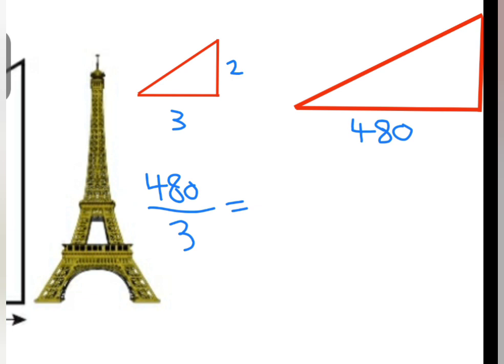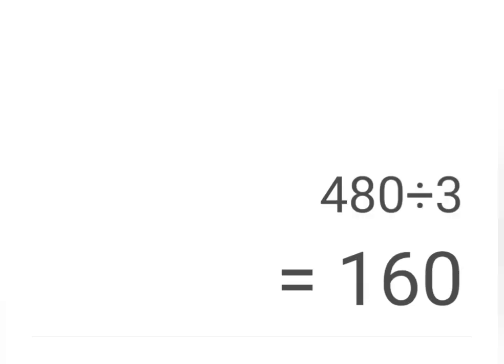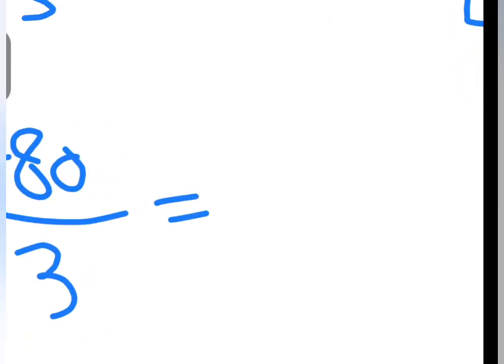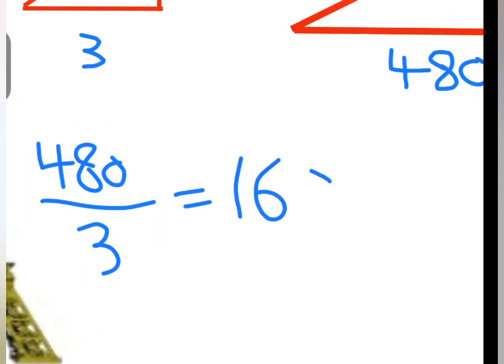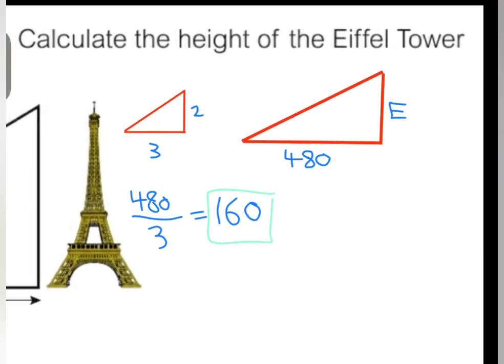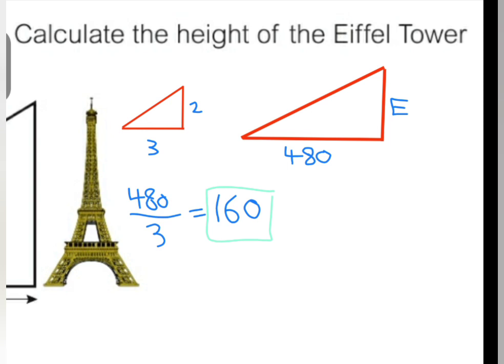Now, let's use the calculator to find the answer of 480 divided by 3, and then come back. 480 divided by 3 equals 160. Now, let's go back. So the answer is 160. So the scale of enlargement is 160. We're going to use this scale to find E. And how do we do this?